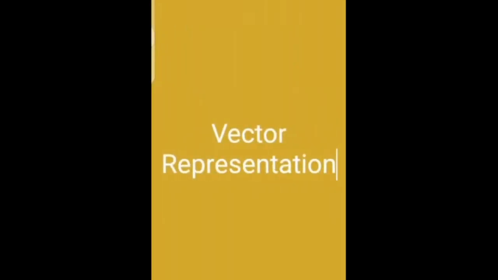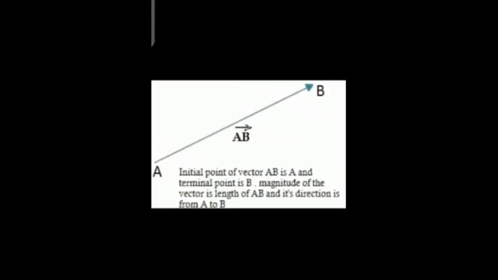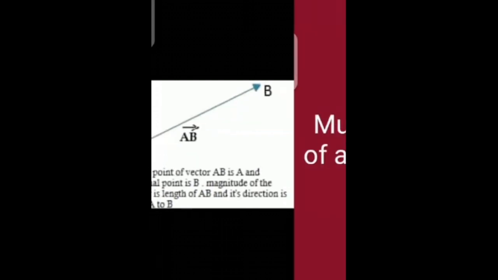Now we will talk about vector representation. What is the vector representation? A vector is represented by an arrow. The head of the arrow represents the direction, and the length shows the magnitude of the vector. This is the representation of the vector. The initial point of vector AB is A and the terminal point is B. The magnitude of the vector is the length of AB and its direction is from A to B.